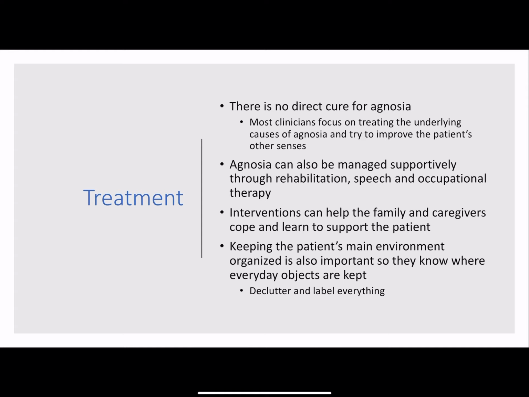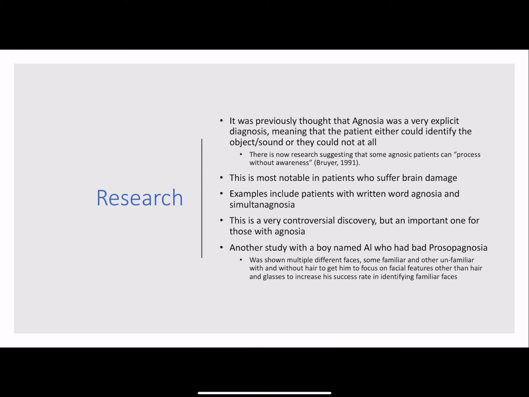Agnosia can also be managed supportively through rehabilitation, speech, and occupational therapy, and this is to teach patients to use the intact sensory modalities to compensate. So again, just elevating their other senses. And then interventions can help the family and caregivers cope and learn to support the patient in their new environment. And then also just keeping the patient's main environment organized is important so they know where everyday objects are. Some good things to do would be to declutter and label everything.